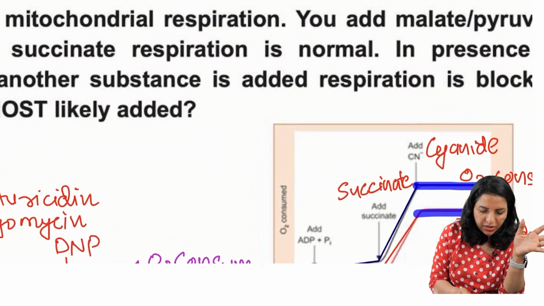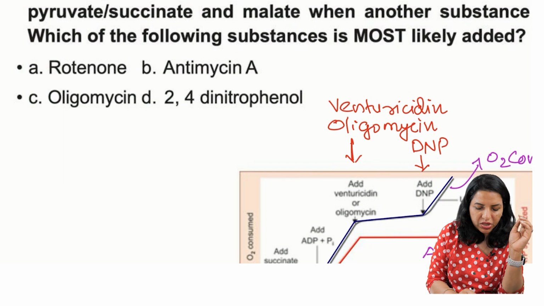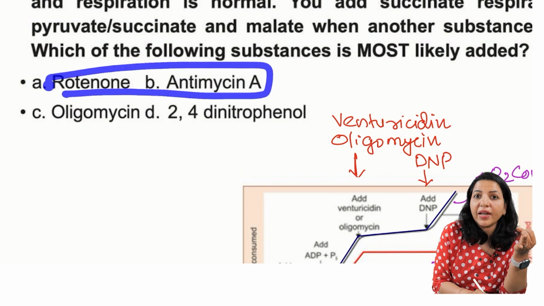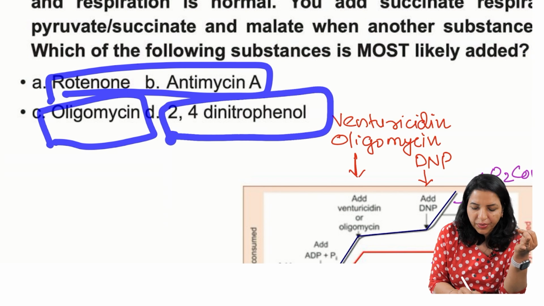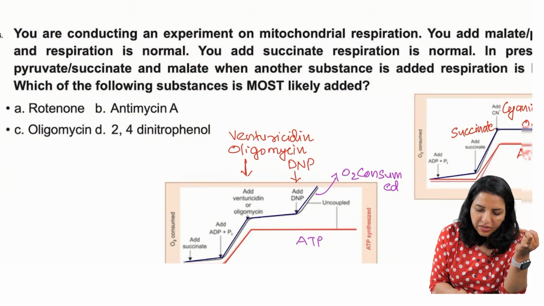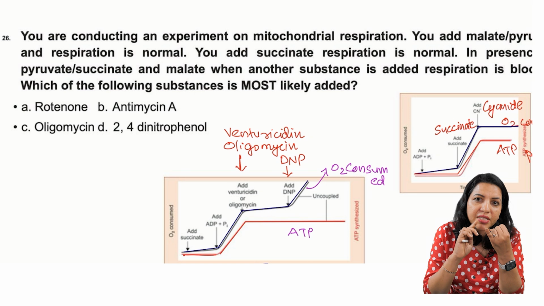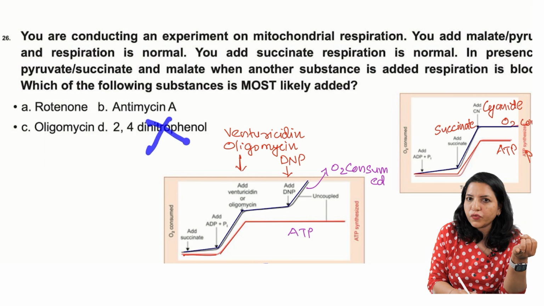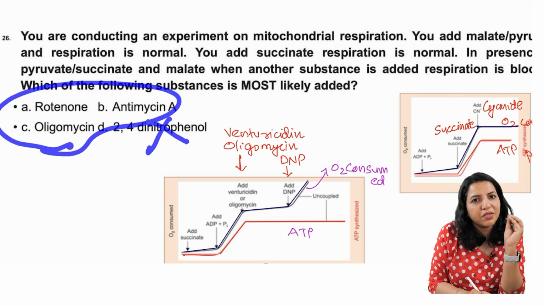Now we come to this question. Which is the most likely compound that is being added? That is the question here. Rotenone, antimycin A: these two are inhibitors of electron transfer. Oligomycin is an inhibitor of oxidative phosphorylation. Dinitrophenol is an uncoupler. So the question here is, which is the one which stops the respiration? We know that respiration is increased by dinitrophenol or an uncoupler. So this is out of question. Now we have to select between these three options, which is the one that stops the respiration.